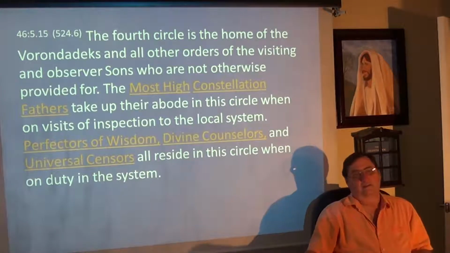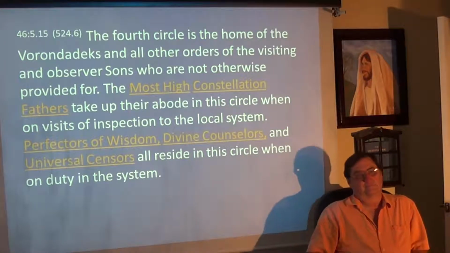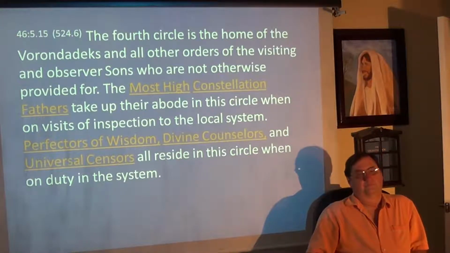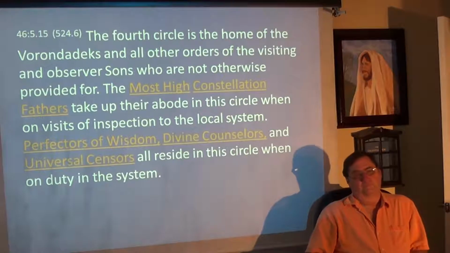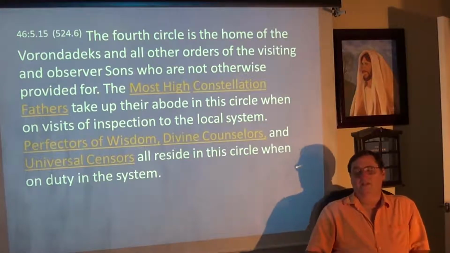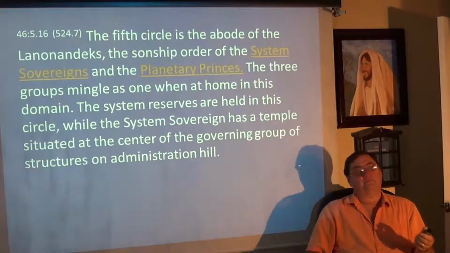The fourth circle is the home of the Ronodeks and all other orders of the visiting and observer sons, who are not otherwise provided for. The Most High Constellation Fathers take up their abode in this circle when on visits of inspection to the local system. Perfecters of wisdom, divine counselors, and universal censors all reside in this circle when on duty in the system. So this is the dwelling place of the Most Highs when they're on Jerusalem, right?